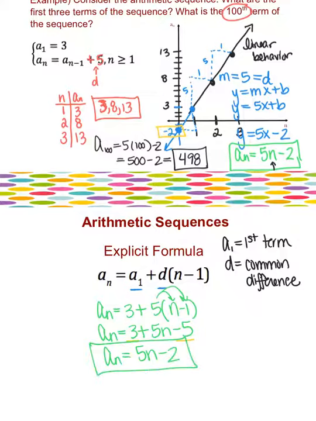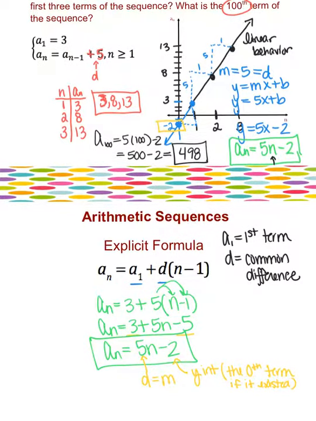I do want to draw some parallels again with how this relates to a linear function. Notice that my common difference is here, and that is going to be equal to the slope of the line. This -2 was the y-intercept of my line, which very loosely correlates to the 0th term if it existed. Let me explain what I mean. I need a little more space.